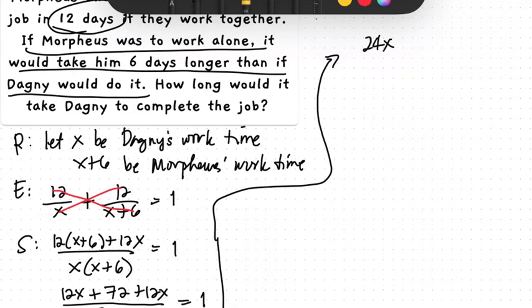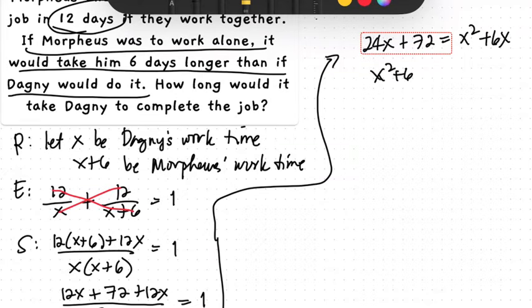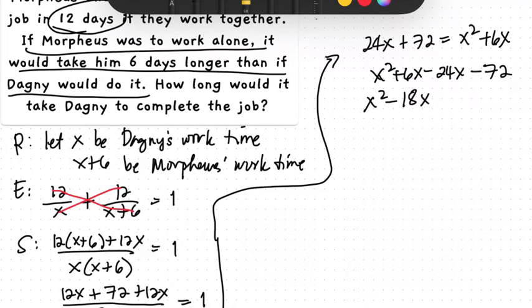Magkakaroon ako ng 24x plus 72. Tapos, ililipat ko po si x squared at saka si 6x over here to the other side. And then, I'm going to transfer negative 24x minus 72. And then, we have x squared minus 18x minus 72. So, yan ngayon ang ating quadratic equation, and then you'll need to solve that.